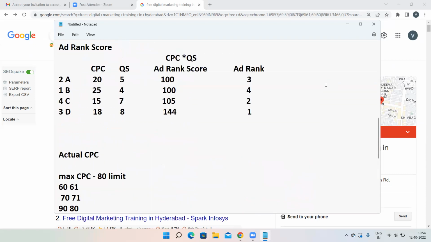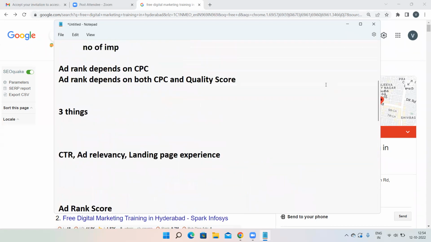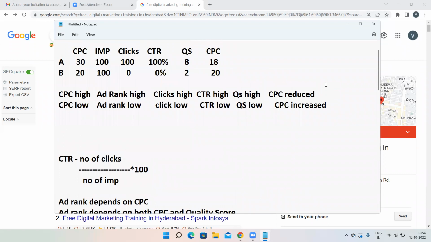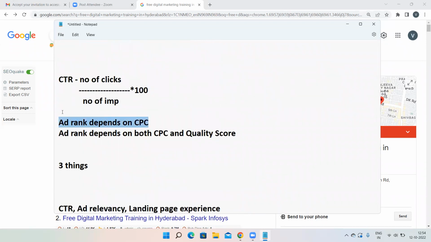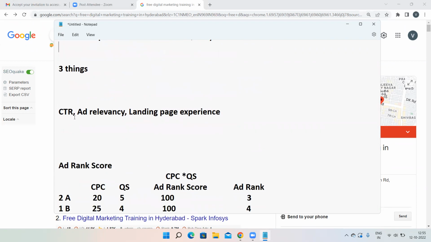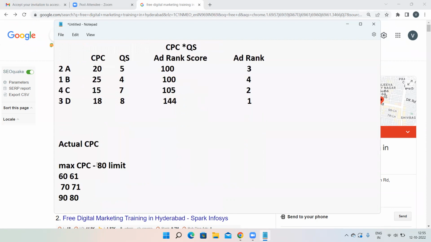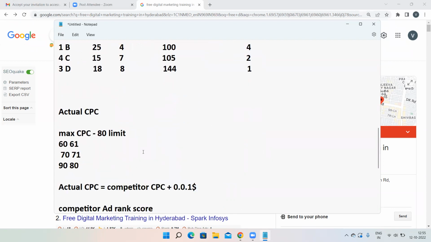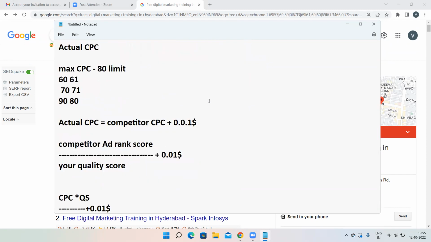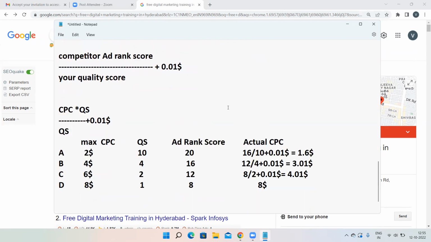I think this class made it clear how Google Ads works. Till now, you thought ad rank depends only on CPC, which is a half statement. Ad rank depends on both CPC and quality score. Quality score depends on three things: CTR, ad relevancy, and landing page experience. When both people get the same ad rank score, whoever's quality score is higher appears on top. In yesterday's class we learned about Max CPC, and today about actual CPC, that is competitor's CPC plus $0.01.